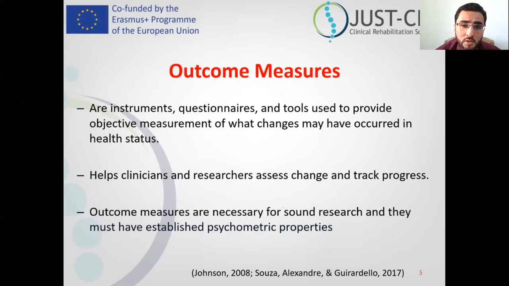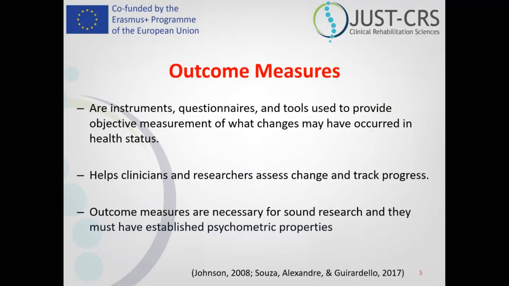So health outcomes are assessed using outcome measures. Outcome measures can be instruments, questionnaires, scales, or tools that are used to objectively measure or assess changes in health status. Examples of outcome measures include the Mini-Mental State Examination to assess cognitive functions, and the Glasgow Coma Scale to assess the severity of acute brain injuries. Outcome measures are very important for both clinicians and researchers, as they help us assess changes in health status and track progress.